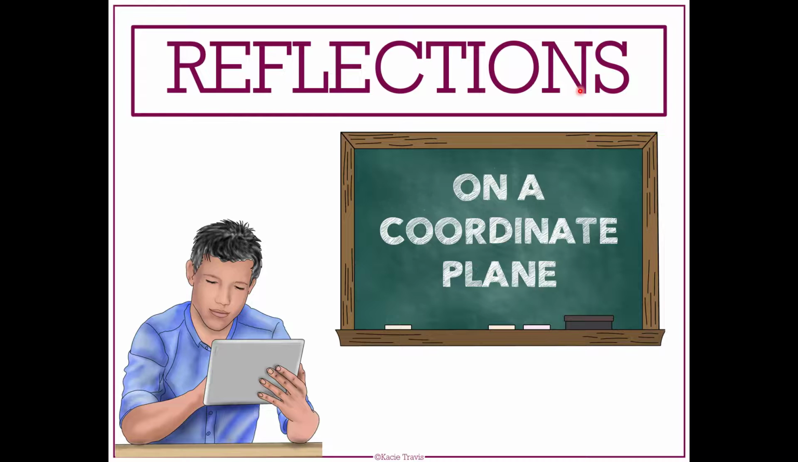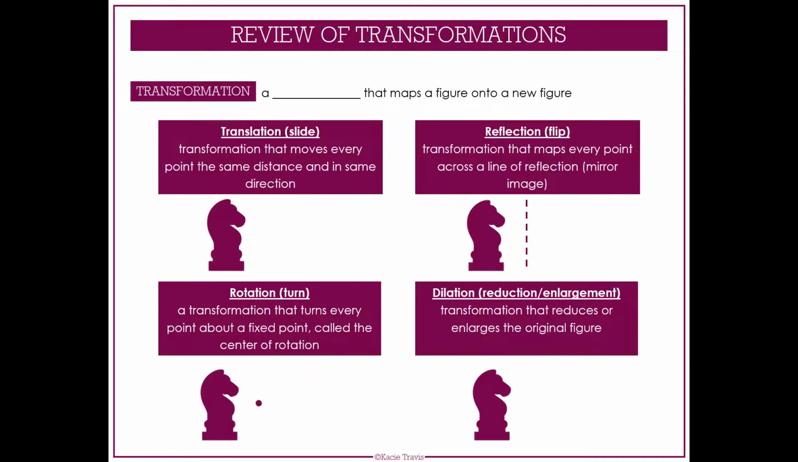So, let's do a brief recap of what we've talked about with transformations so far. We know that a transformation is a function that maps a figure onto a new figure. There are four of them that we are going to talk about in the unit. So far, we've only talked about translations. Translations move our shape from one position to another, but both are facing the same direction and it's still the same shape. Today we're talking about reflections.